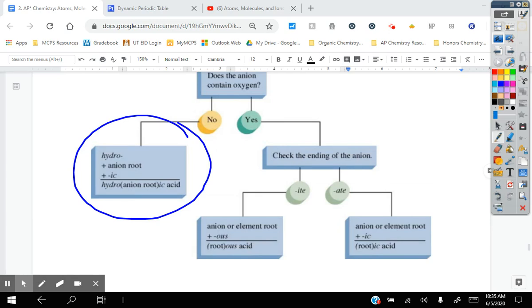You've probably heard of hydrochloric acid. Hydrochloric is HCl, is chlorine. The chloro root becomes chloric.